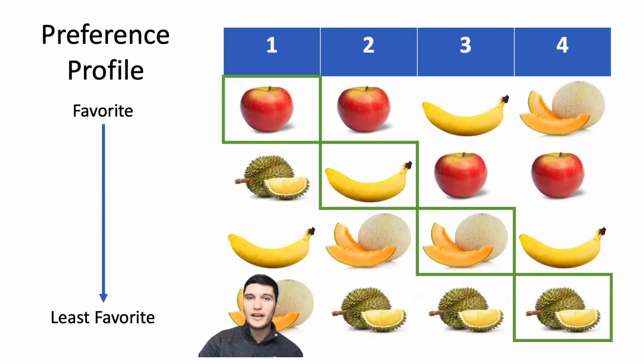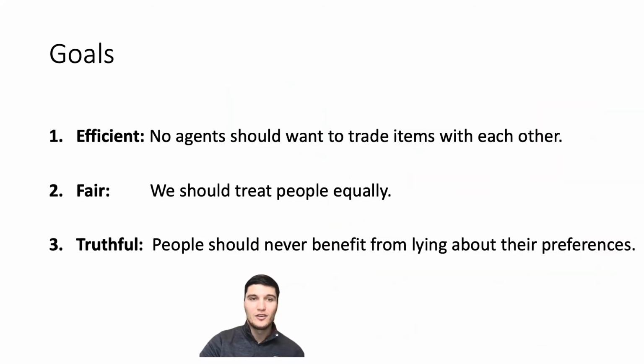Okay, so what do I mean by we want to do this in a good way? Well, specifically, I'm thinking we want to satisfy 3 important properties. So first of all, the allocation should be efficient. Informally, this means that no set of agents should want to trade items with each other.